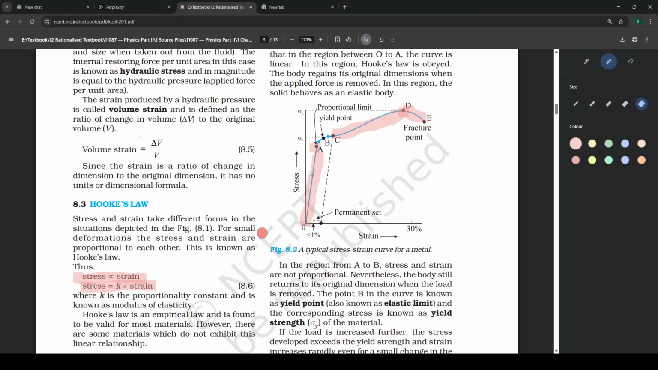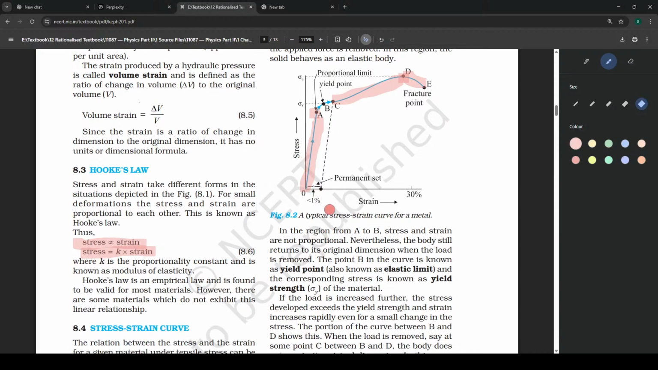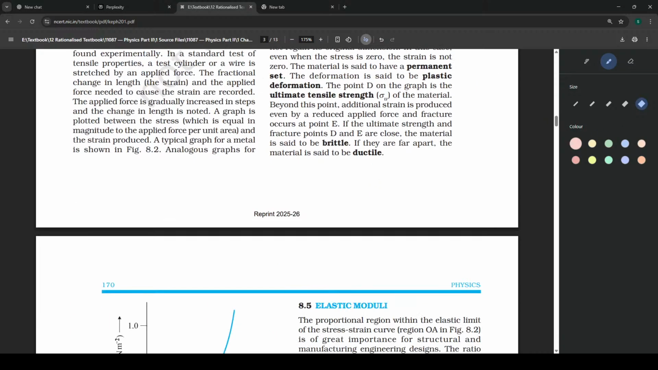Basically, the OA region. Okay, let's go back.